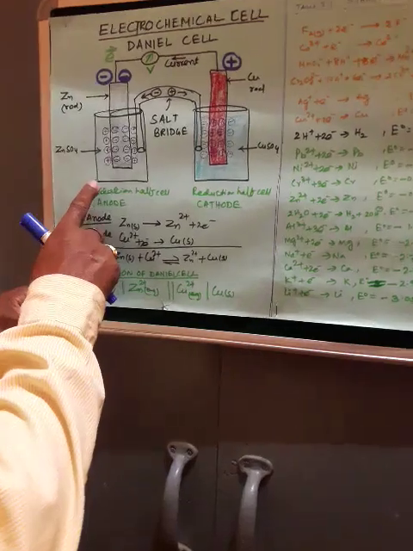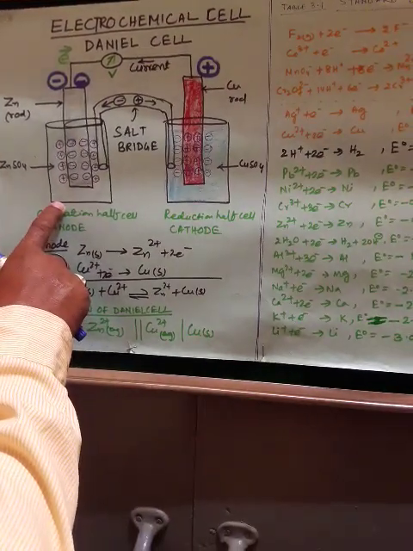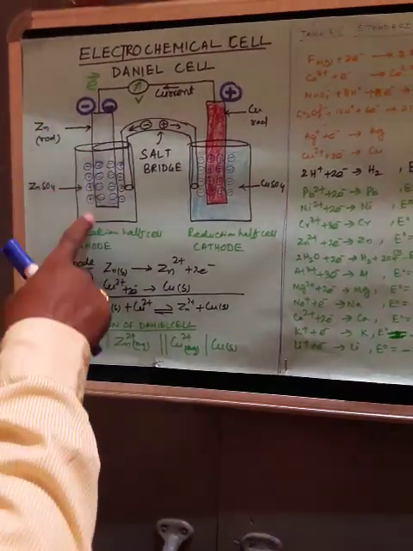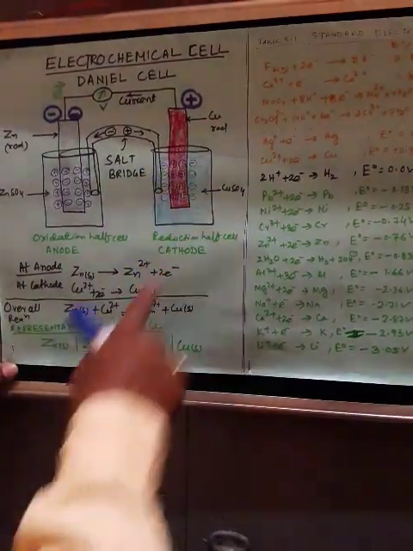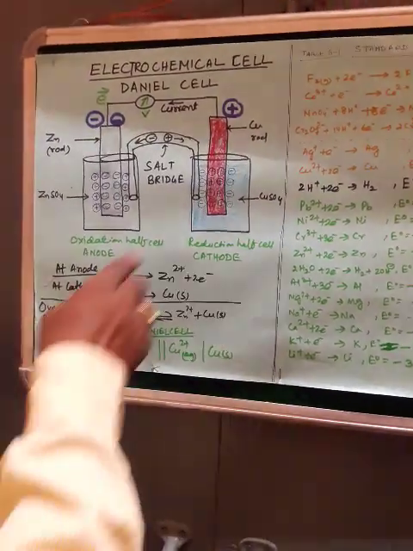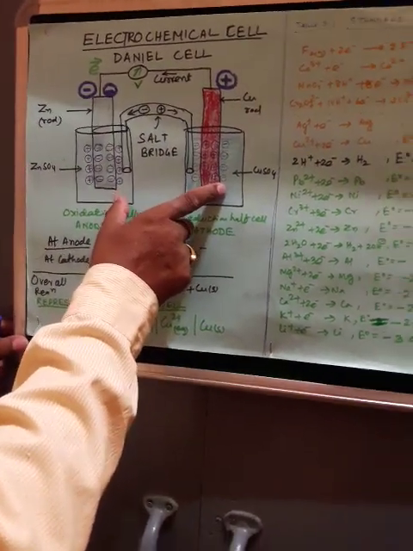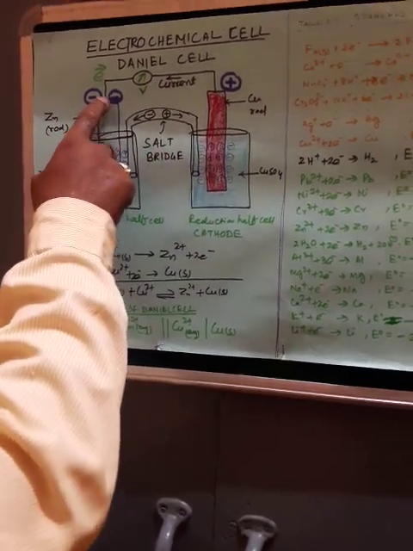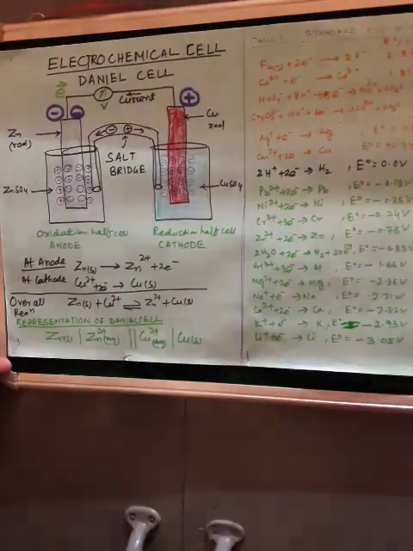You see here in this Daniell cell, this is the anode compartment, this is the cathode compartment. Here a zinc rod is dipped in zinc sulfate solution, and in the cathode compartment a copper rod is dipped in copper sulfate solution. Now both of the half cells are joined by a salt bridge. This is a salt bridge, and the rods are joined externally by a wire through a voltmeter.